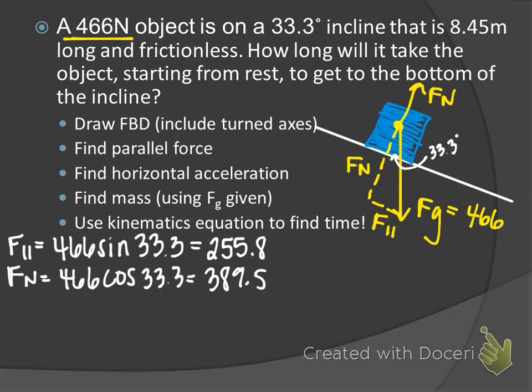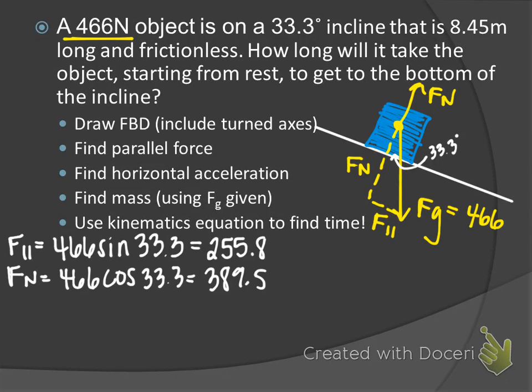So our overall goal here is to be finding time, right? They gave us distance final. They gave us everything we need to solve for the acceleration of our object. Then we're going to use our kinematics to go back and solve for time. So we've still got to find the horizontal acceleration of our object. So that's our mini goal right now. And then we'll go back and use our kinematics equation to solve for time.